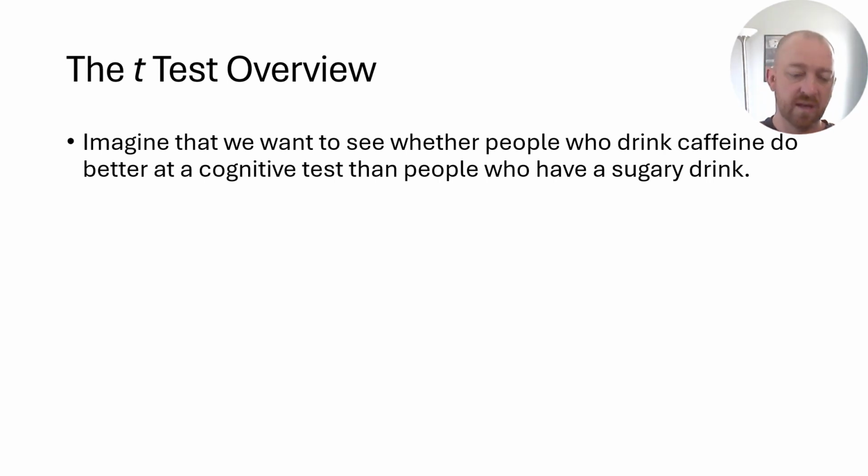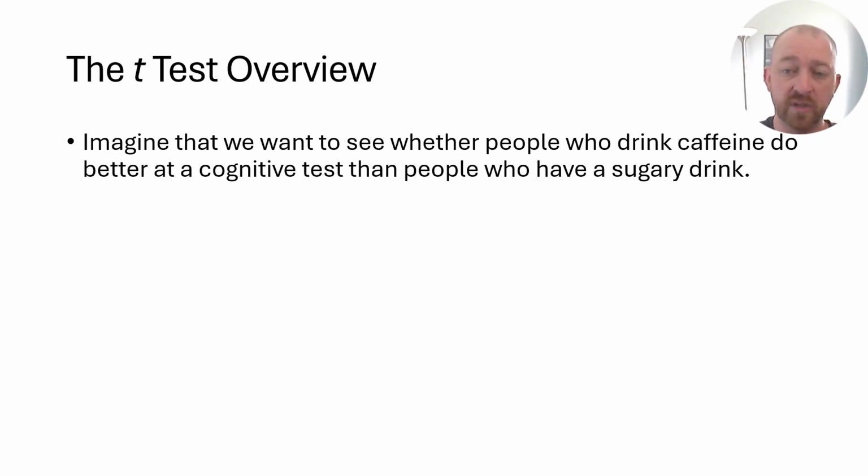Then what I'm measuring them on is their cognitive test score. What I want to see here is, do people getting the caffeine have a different score on average than people getting the sugary drink? That's essentially what I'm doing. It's a very simple test, a very simple experiment. So here's one way to think about this visually.